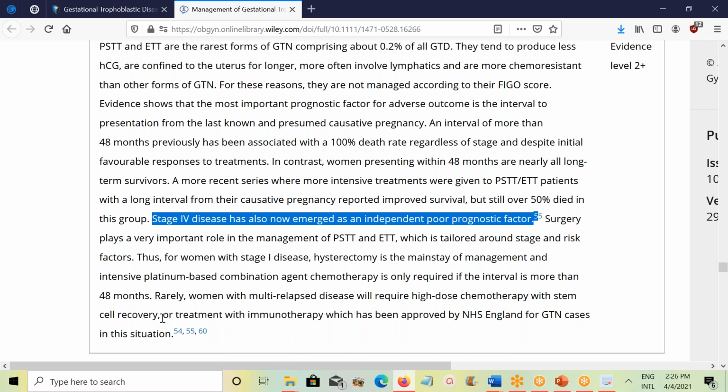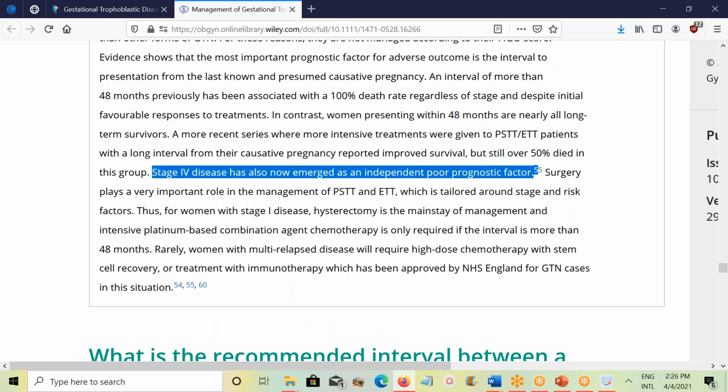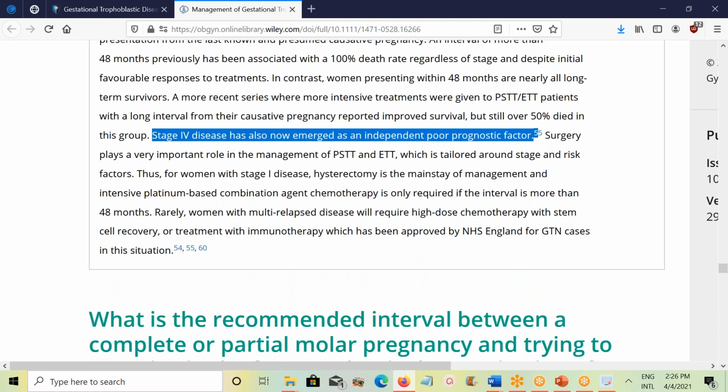High-dose chemotherapy with stem cell recovery can also be offered, or immunotherapy, or we are going to offer them platinum-based intensive therapy. This paragraph is very, very important. Mark this one. Okay? That is the point. So is that point clear now?